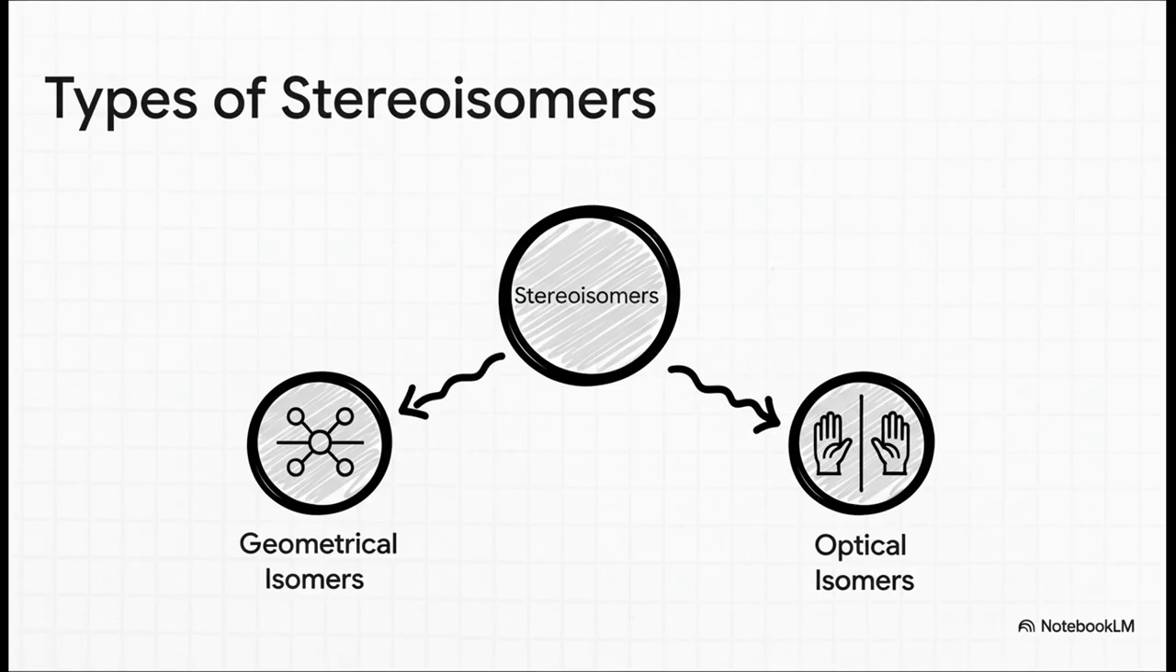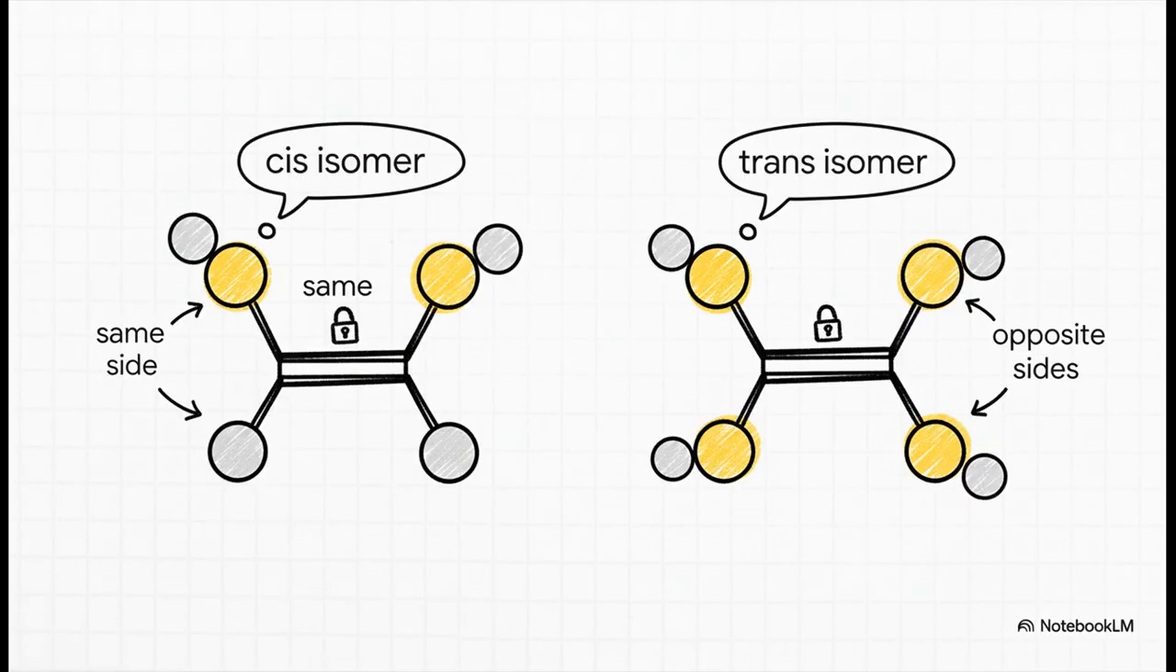are also called enantiomers. Geometrical isomerism happens when there's a rigid part of a molecule, like a carbon-carbon double bond, that can't rotate freely. It's locked in place. This creates 2 very distinct possibilities. If the important groups are on the same side of that double bond, we call it the cis isomer. If they're on opposite sides, it's the trans isomer. It's a simple flip, but it can totally change the molecule's shape and its properties.